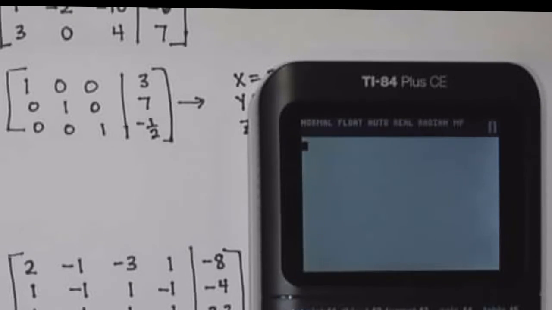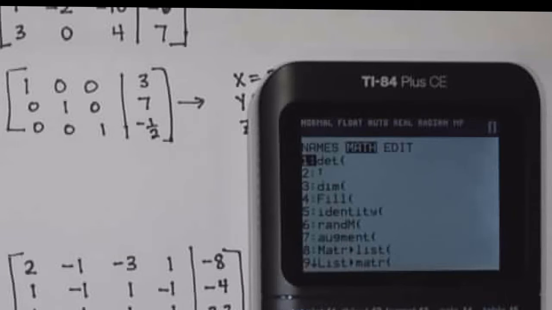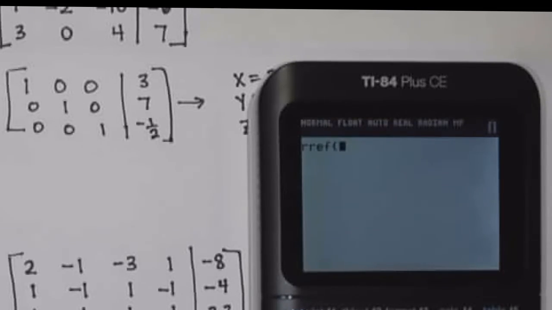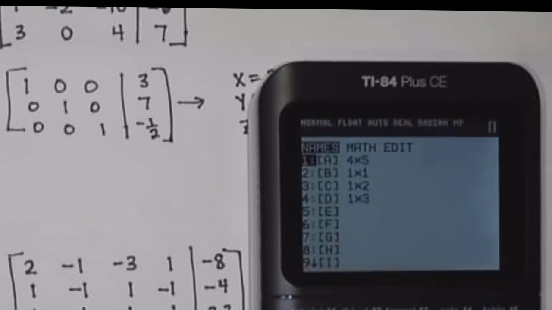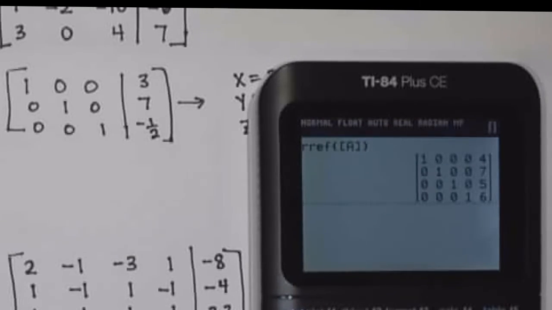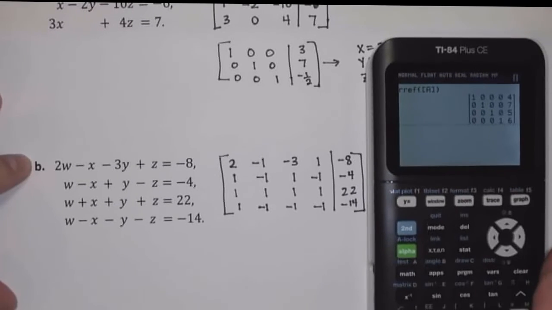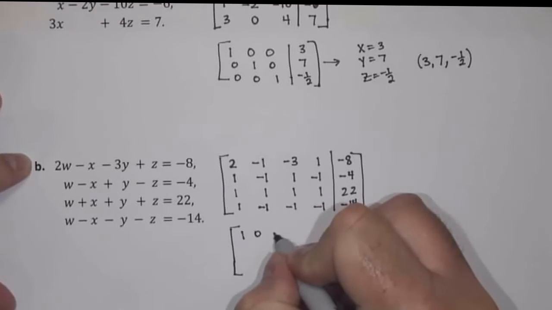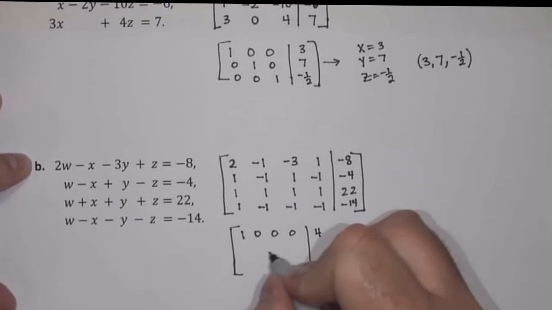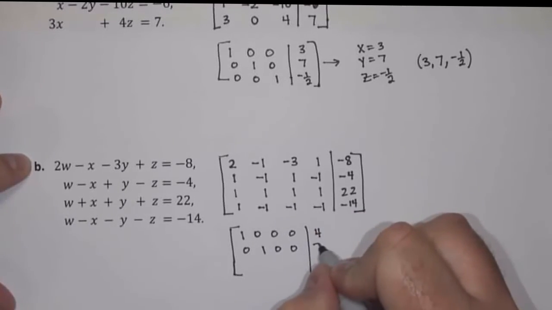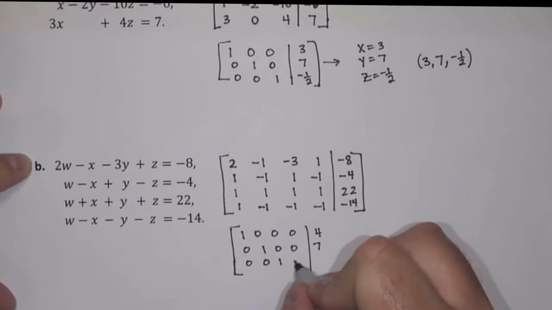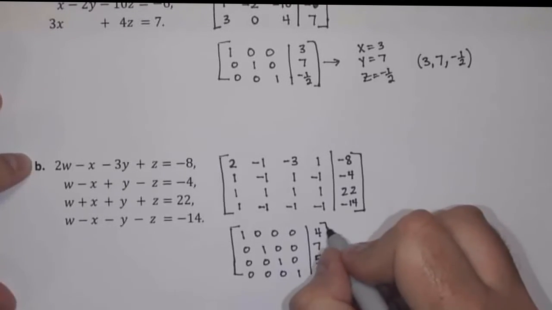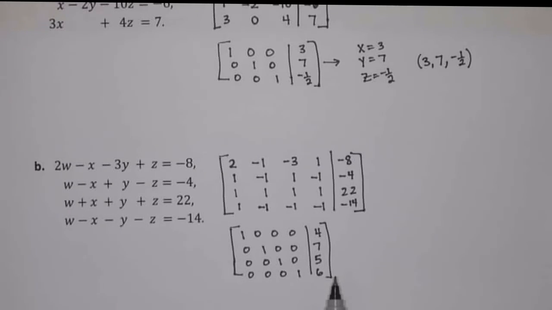Second quit. Again, I'm going to go back to matrix now. This time I want to do matrix math, and I want to choose reduced row echelon form, so option B for matrix A. So when I select enter, I get my reduced row echelon form matrix. So we have 1, 0, 0, 0, 4, 0, 1, 0, 0, 7, 0, 0, 1, 0, 5, and 0, 0, 0, 1, 6. So here's my reduced row echelon matrix.